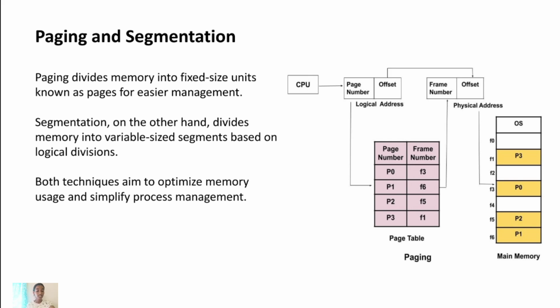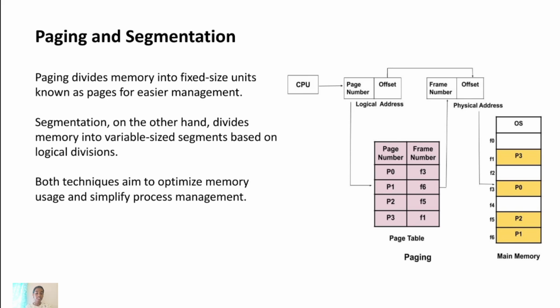So next, paging and segmentation. Paging divides memory into fixed size units known as pages for easier management. Segmentation, on the other hand, divides memory into variable sized segments based on logical divisions. Both techniques aim to optimize memory usage and simplify process management. Here the CPU gives the page number and offset for the logical address, and for the main memory we take the frame number and offset of the physical address, so we can see the table in the chart.